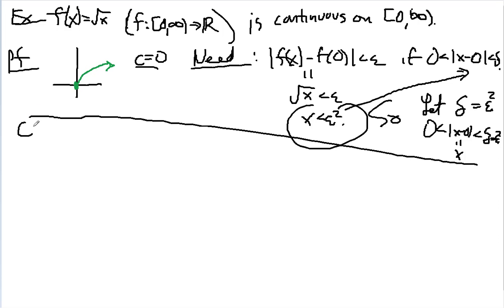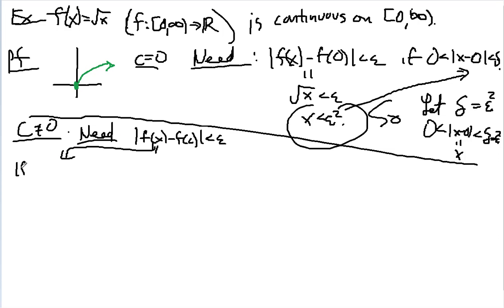But now we'll prove the case where c is not equal to 0, which is a little bit harder. So again, I start with what I need. How will I know when I'm done? Well, I need |f(x) - f(c)| to be less than epsilon. Well, let's figure out what this is. |f(x) - f(c)| is just equal to the absolute value of the square root of x minus the square root of c.